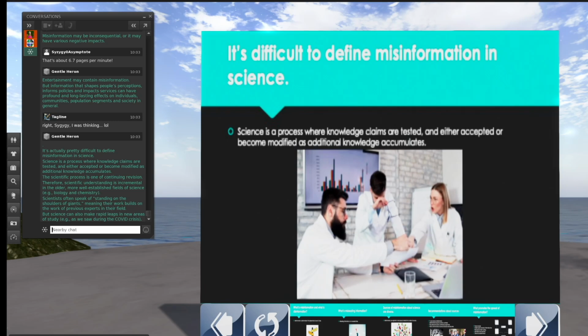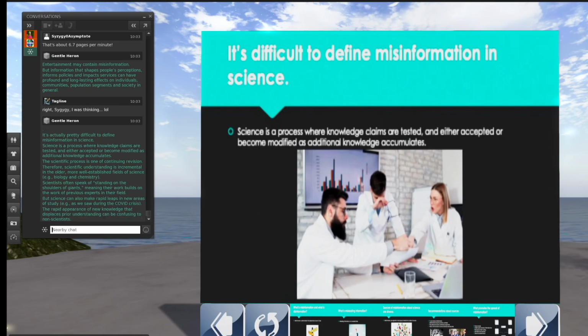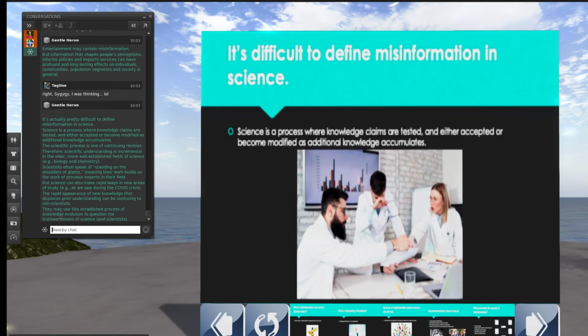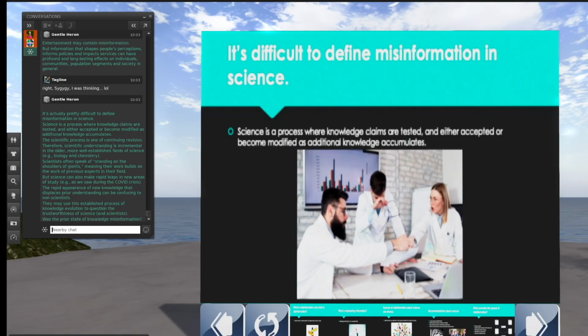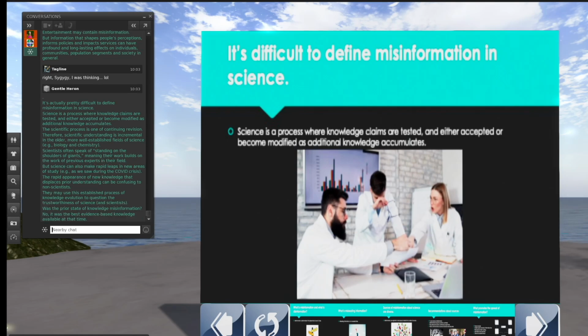But science can also make rapid leaps in new areas of study, and we saw a lot of that during the COVID crisis. The rapid appearance of new knowledge that displaces prior understanding can actually be confusing to non-scientists. They may use this established process of knowledge evolution to question the trustworthiness of science and scientists. Was the prior state of knowledge misinformation? No. It was the best evidence-based knowledge available at that time.